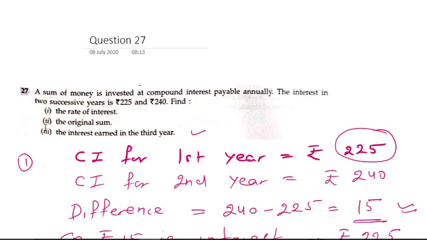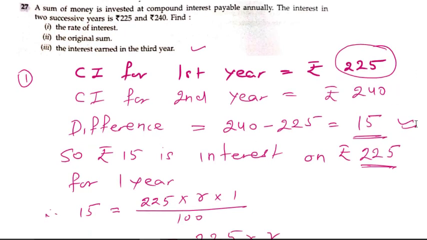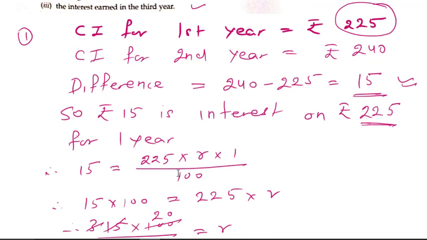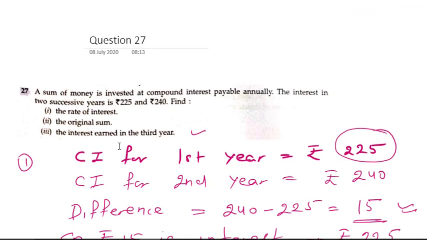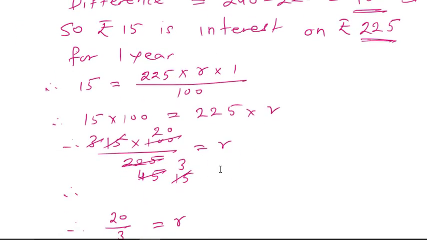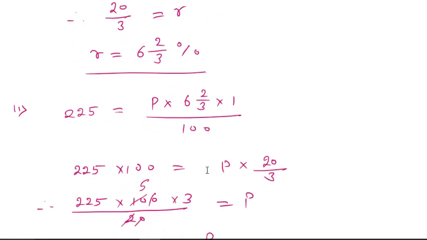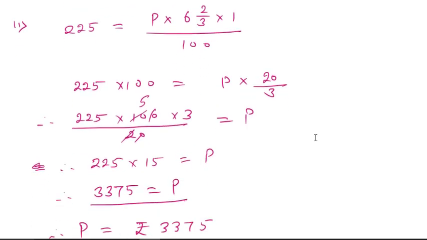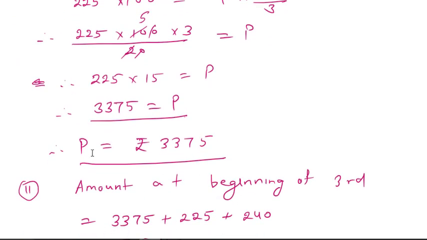So for calculating rate of interest, what we do, we first find the difference. That difference will be interest on this first interest, that is rupees 225. So using the formula for simple interest, we can find the value of R. Once we get the value of R and interest for 1 year, we can calculate the original sum P. So using rupees 225 and R as 20 upon 3, we can find the principal. Interest for 1 year is equal to P into rate of interest into 1 upon 100. So this P is your original principal.